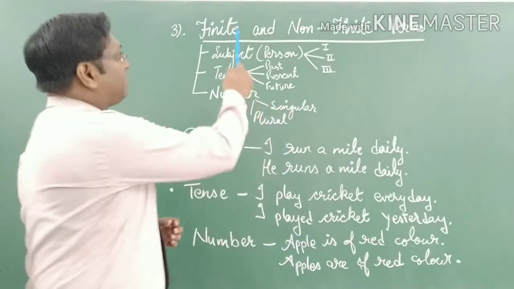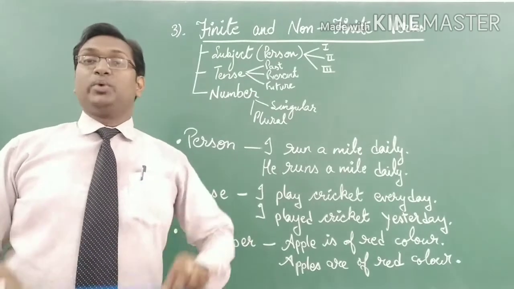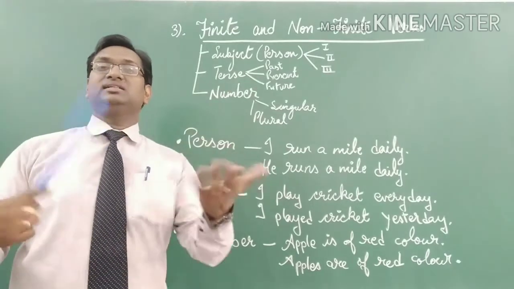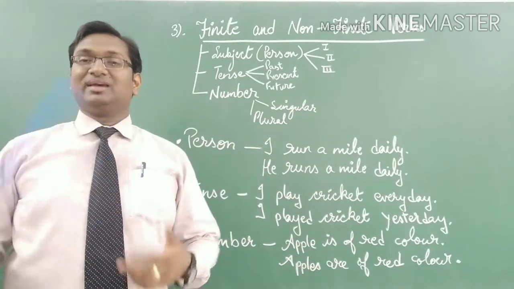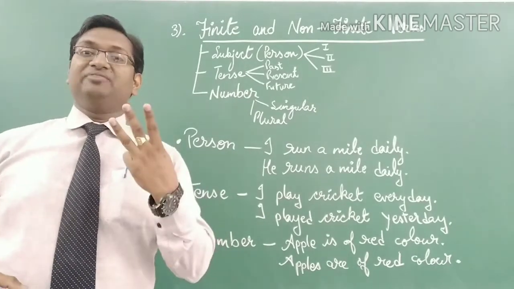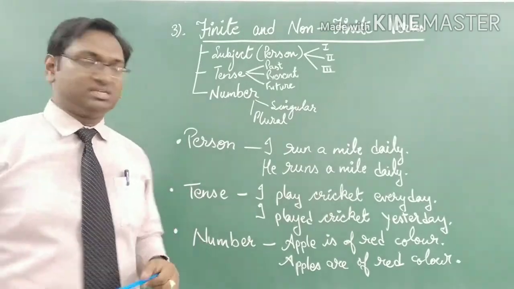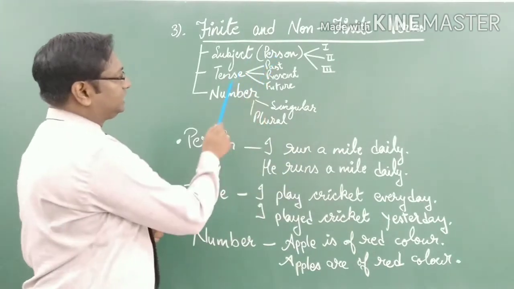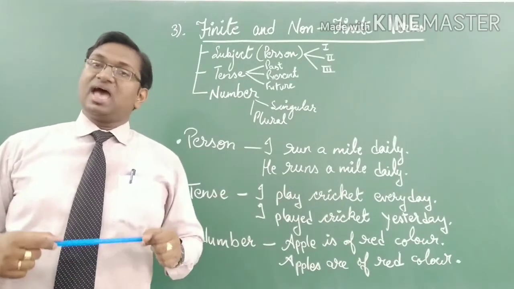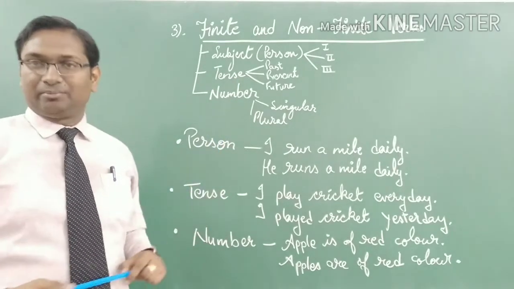Now, third is finite and non-finite verbs. Now, finite verbs are those verbs which act with the help of subject. It is like an agreement between verb and subject. And we have three parameters in which we are going to change. And those parameters are person, tense and number. Verb changes as per person, as per tense as well as number.